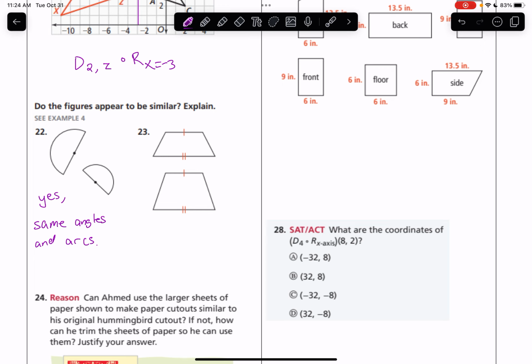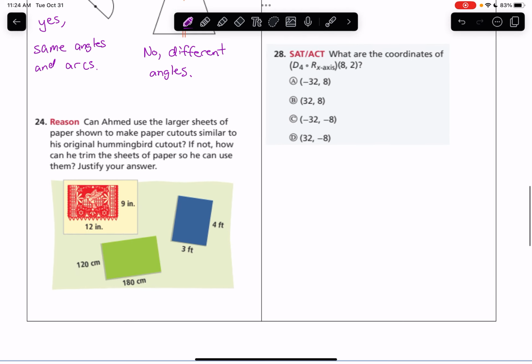Number 23, when we look at those angles, we can see that those angles aren't the same, even though the sides are congruent. So we can say, no, those have different angles, which makes them not similar. Different angles.